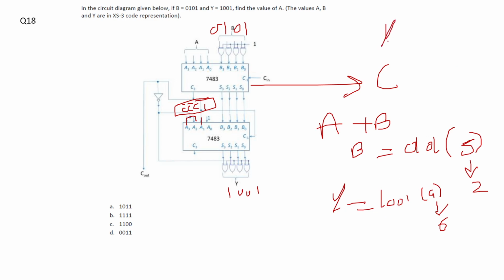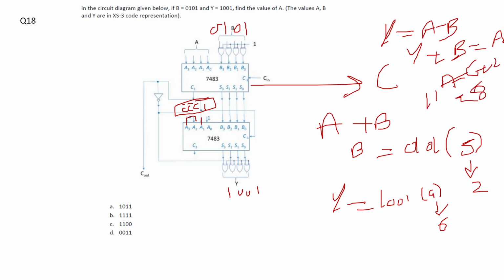So y is equal to a minus b. So y plus b is equal to a. So a is equal to 6 plus 2, that is 8, and its excess-3 code representation will be 11. So 11 in binary can be written as 8 plus 2 plus 1. So 1 0 1 1, sorry, 1 0 1 1, because 8 plus 2 is 10, 10 plus 1 is 11, so this is 11.